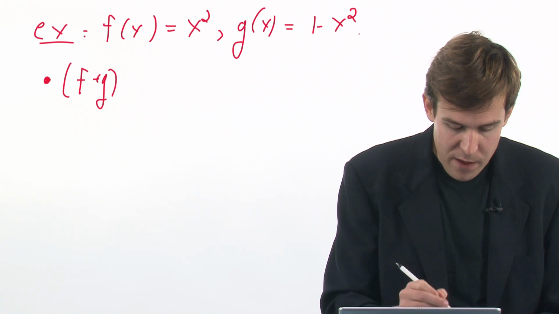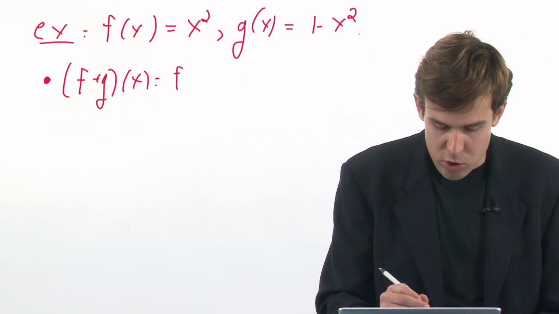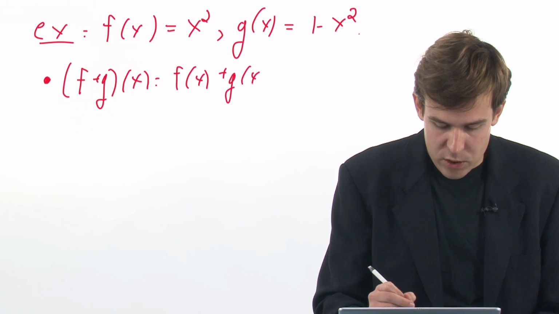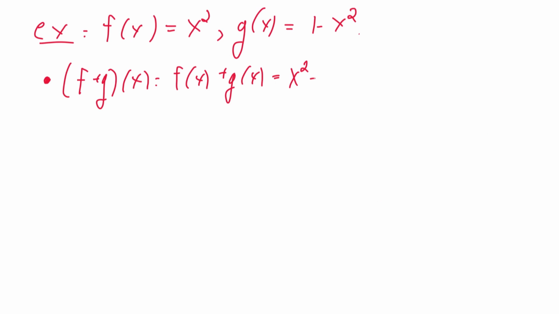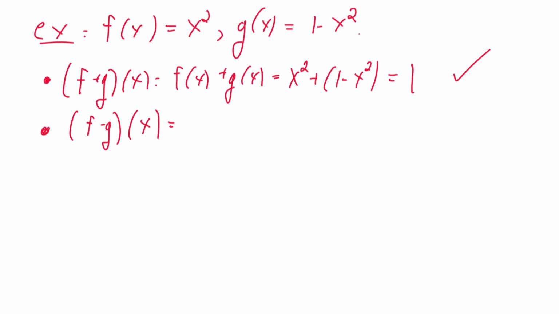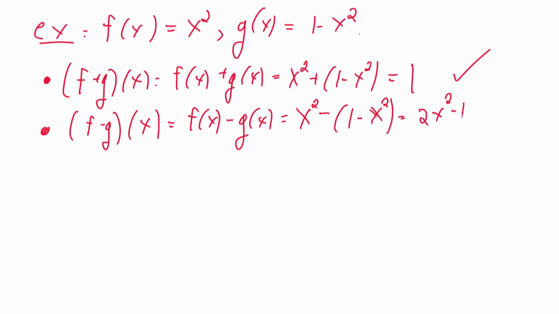So f plus g of x, this is just equal to f of x plus g of x. So x squared plus 1 minus x squared, which is equal to 1. So their sum is just the function 1. Let's look at f minus g of x. This is equal to, as seems natural, f of x minus g of x. So x squared minus 1 minus x squared. And this gives me 2x squared minus 1.